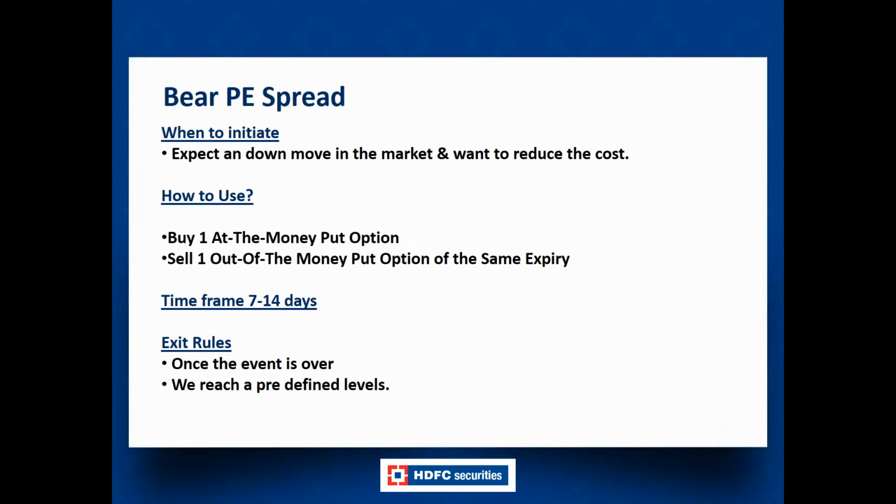Time frame should be 7 to 14 days. If you are doing it for monthly expiry options, you should hold on for 7 to 14 days for this strategy to be profitable. Exit rules for the strategy are once the event is over or once we reach a predefined level. Here the predefined level will be the put option which you have sold. If that level is reached, then you should book profit in the strategy. Or if your negative view still persists, you can again initiate a different strategy at lower strike prices.